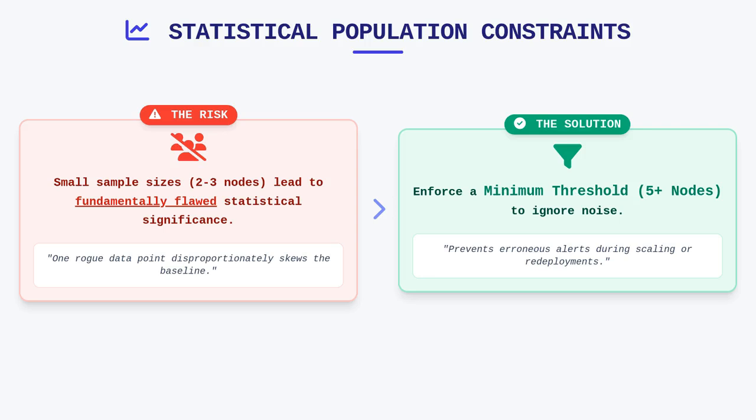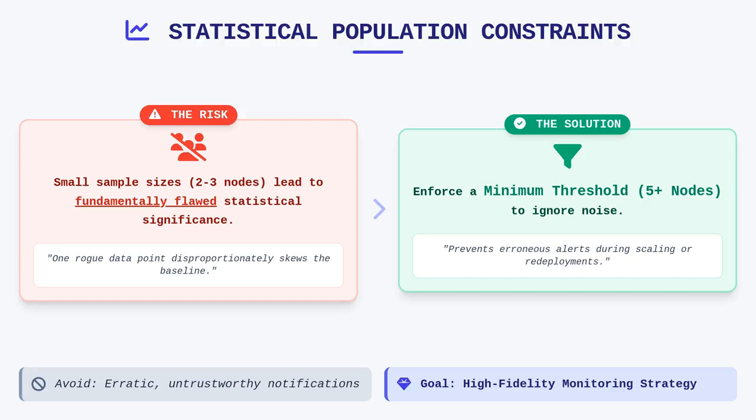By enforcing these constraints, you ensure that the system only flags an anomaly when there is enough data density to justify the statistical conclusion. This is the difference between a high-fidelity monitoring strategy and one that results in erratic, untrustworthy notifications.